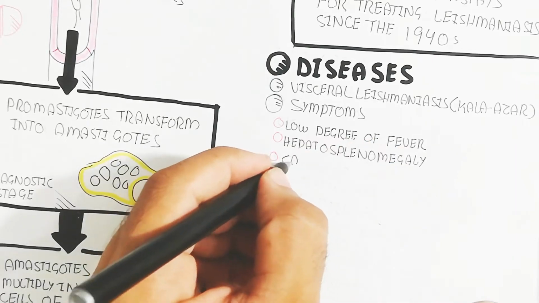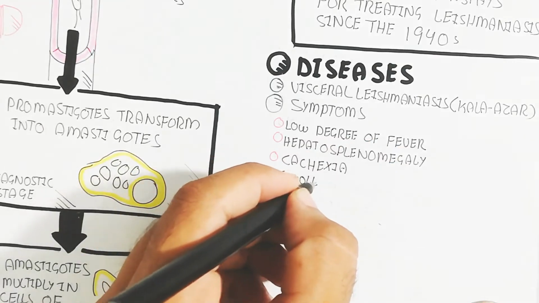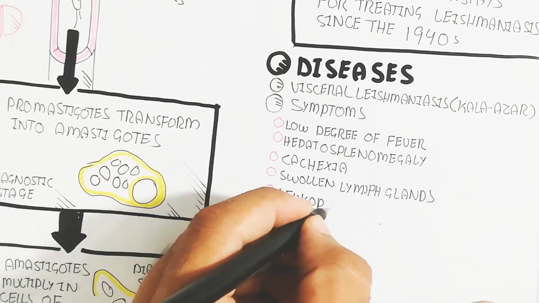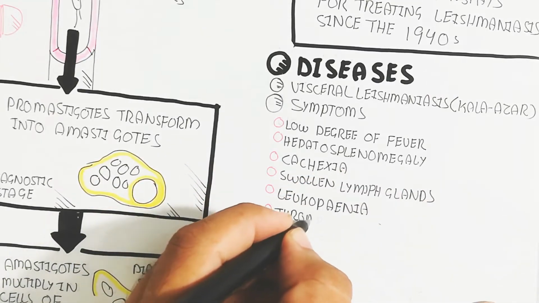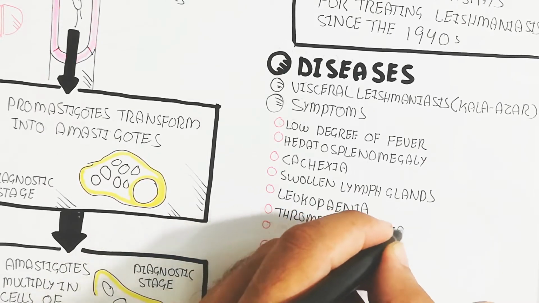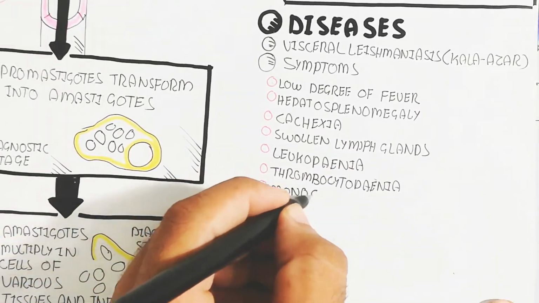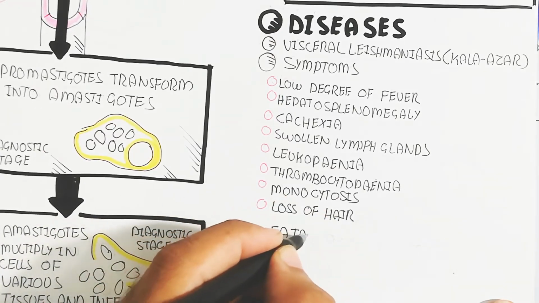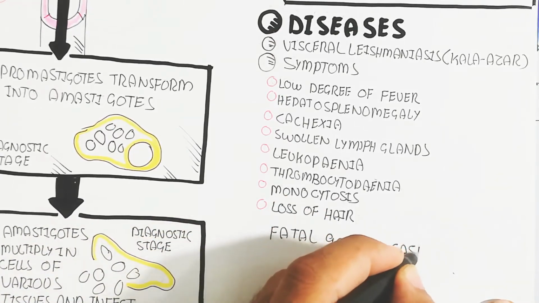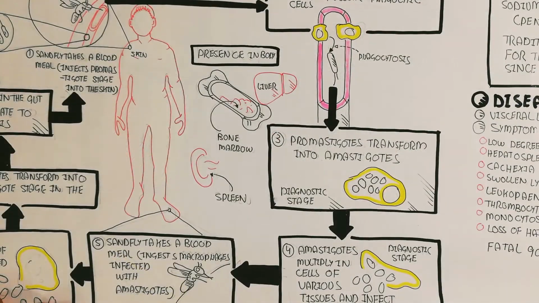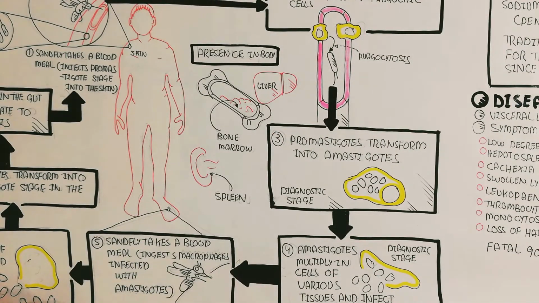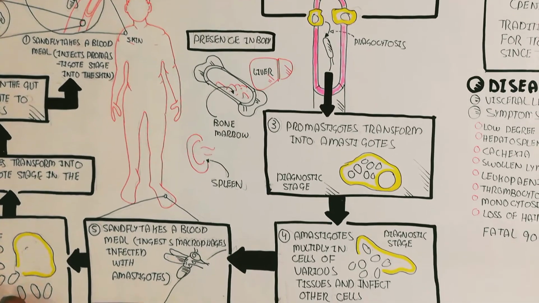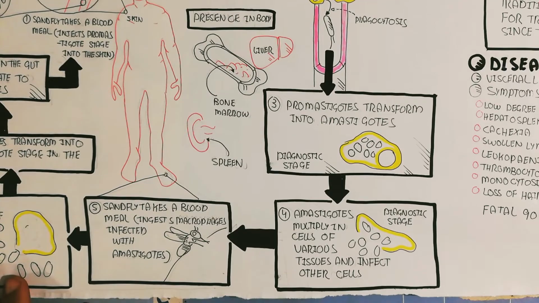hepatosplenomegaly, meaning swelling of the liver and spleen, cachexia and swollen lymph glands, as well as leukopenia and thrombocytopenia. The thrombocytes will be decreased in thrombocytopenia, and there is monocytosis, loss of hair, and the fatal condition: in 90% of cases it is lethal and can cause death.